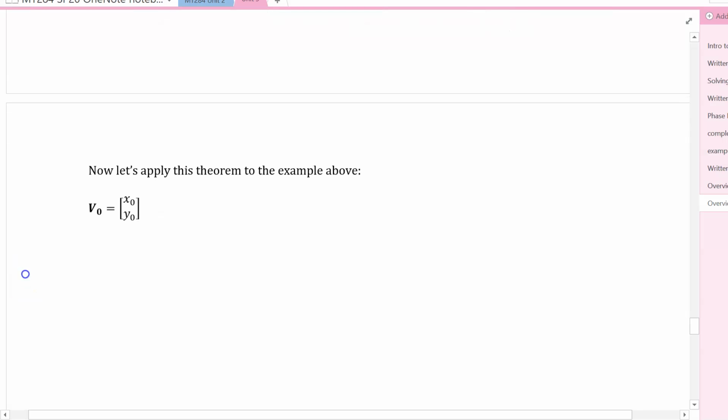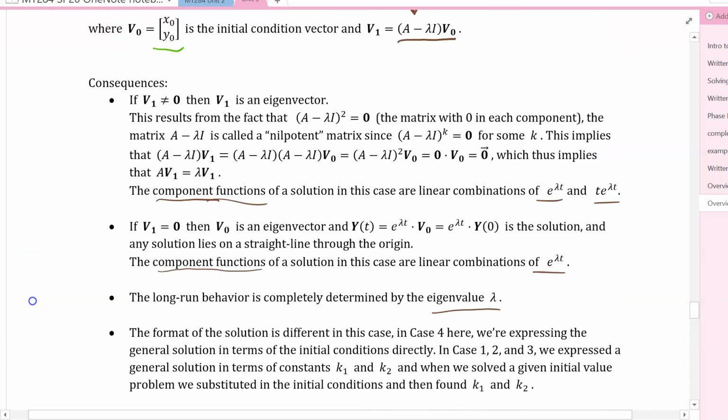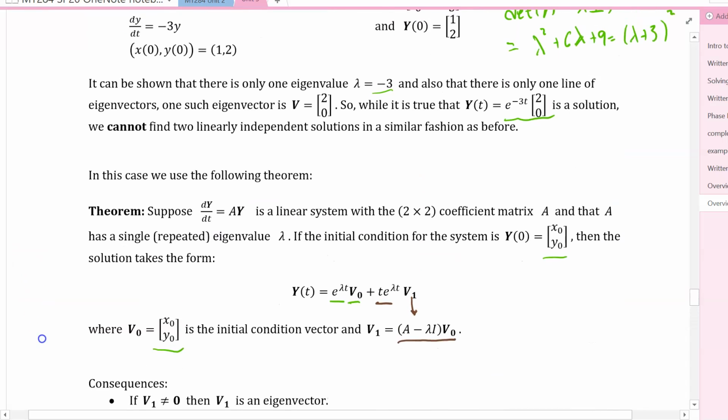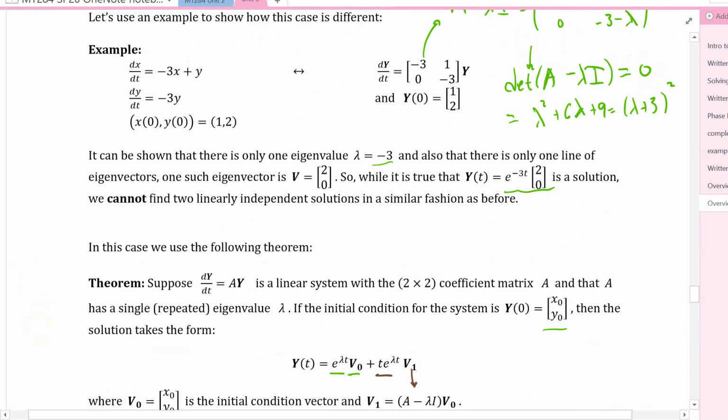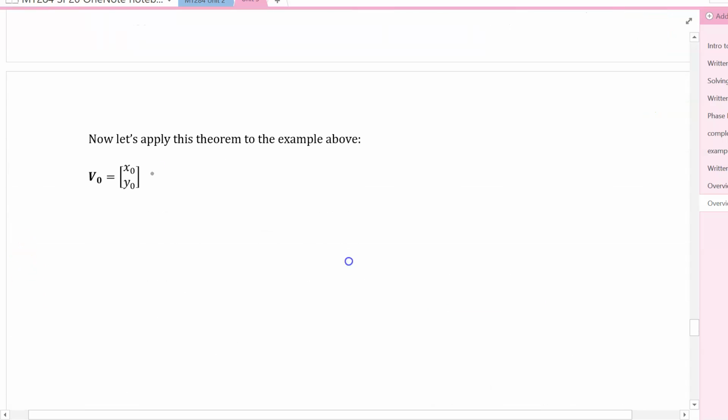All right, so in our example, let's go back up to that briefly here, the initial condition we started with was 1, 2. So that's what the vector v sub 0 is going to be. It's going to be the vector 1, 2. The system, keep in mind, was this: x prime equals negative 3x plus y, and y prime equaled negative 3y by itself there. All right, so let's go through and build up the solution.